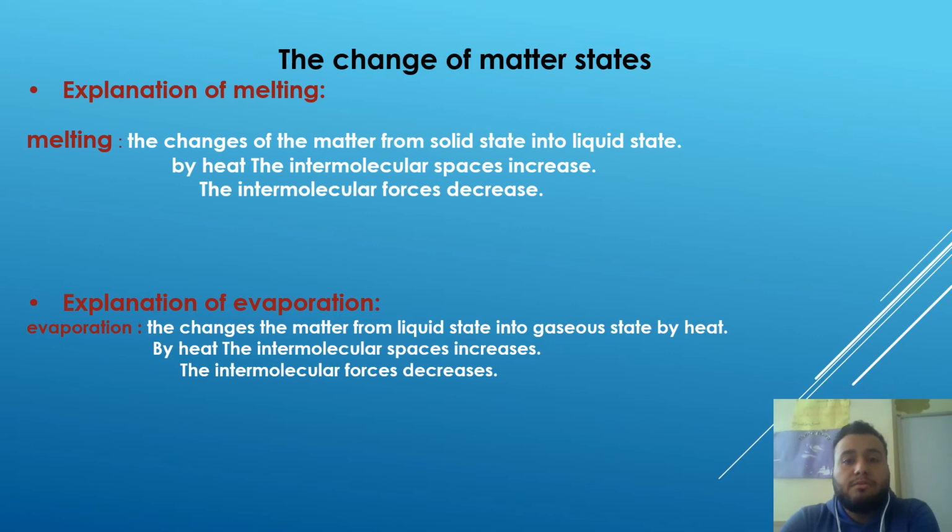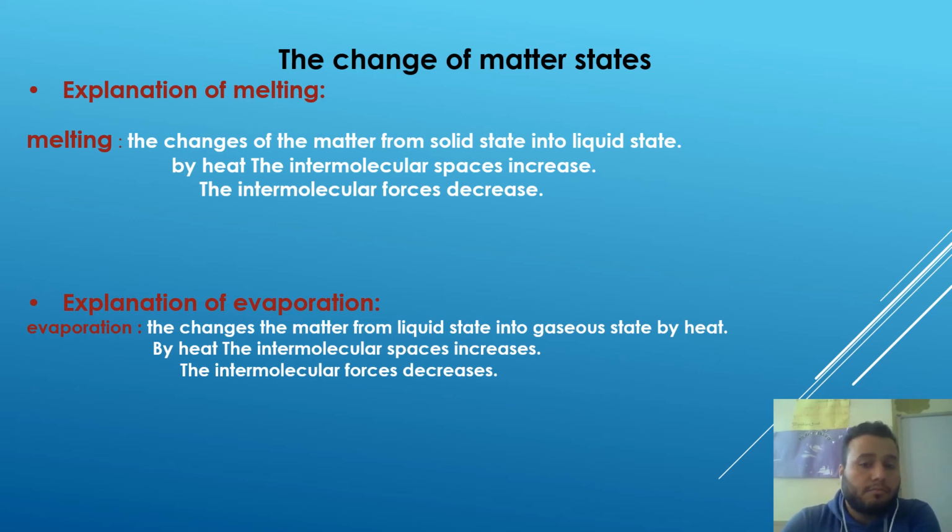Next, now we will talk about the change of matter state. We talked last time about melting point and boiling point, and we said that melting point is the temperature at which matter changes from solid to liquid by heating, while the melting process is the change of matter from solid state to liquid state by heat. What happened? The intermolecular spaces between molecules increase, so the intermolecular force decreases, so it changes from solid to liquid.